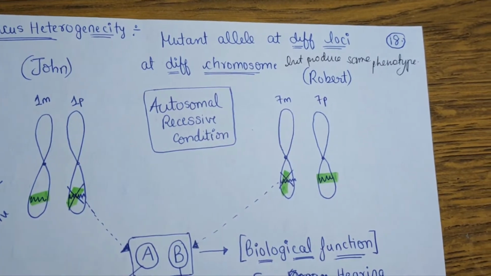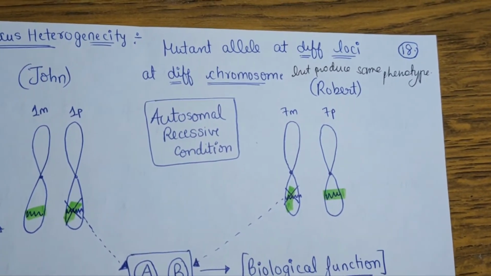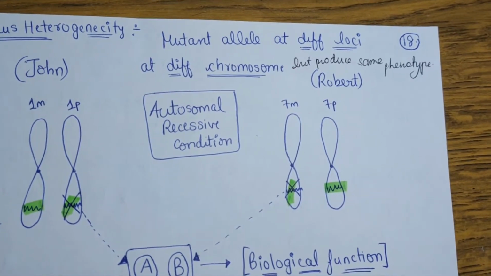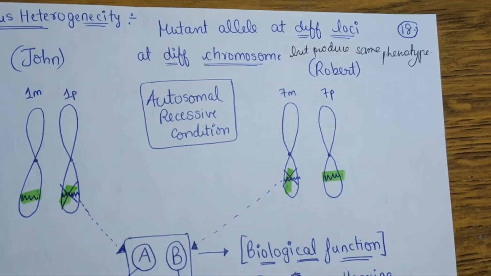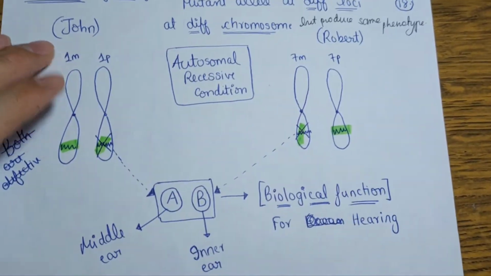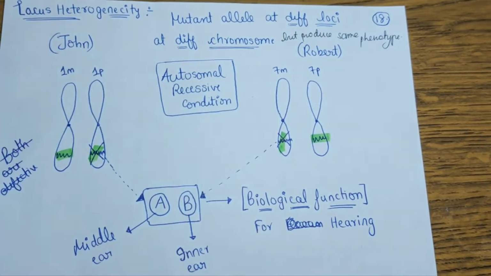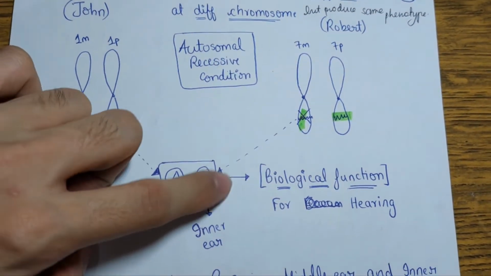So what is locus heterogeneity? Locus heterogeneity states that sometimes mutant alleles are present at different loci on different chromosomes, but they produce the same phenotype. For example, we will consider this as John's family and this is Robert's family. They are going to produce an autosomal recessive condition which is associated with ears and causes deafness.